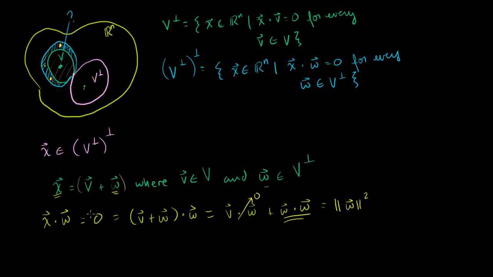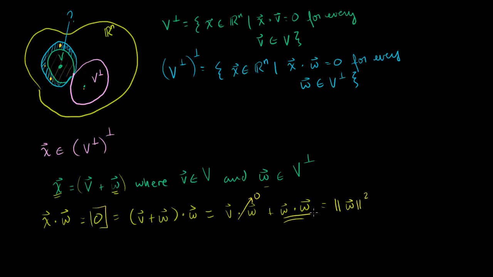Now, that has to equal 0. Remember, we just wrote x dot w. x is a member of the orthogonal complement of the orthogonal complement. So you dot that with anything in the orthogonal complement, that's got to be equal to 0. But if we write it the other way, if we write it as the sum of v plus w and distribute this w, we say that's the same thing as the magnitude of w squared.